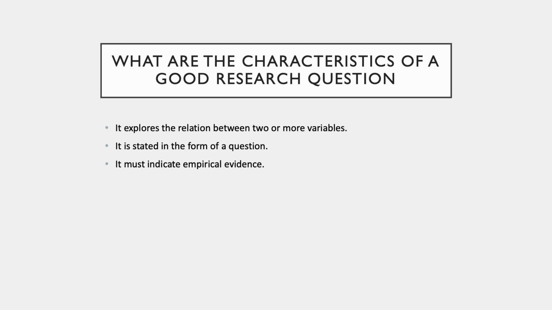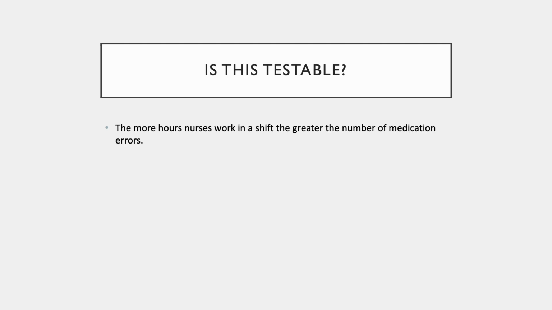What are the characteristics of a good research question? It explores the relationship between two or more variables. It is stated in the form of a question, and it must indicate empirical evidence. In this chapter, we're going to start thinking about how to write a good research question, and thus how we make the question testable.